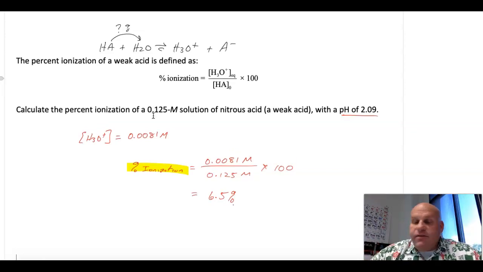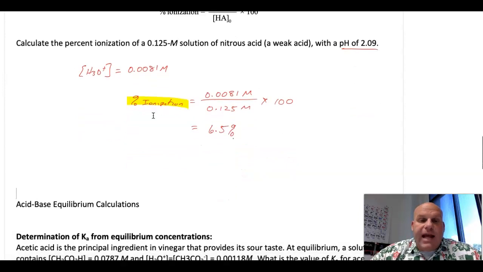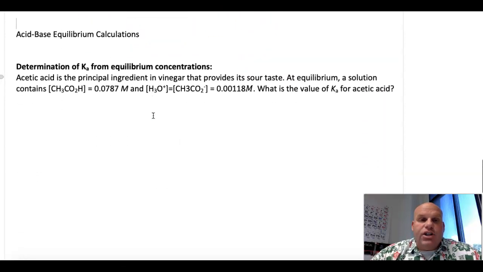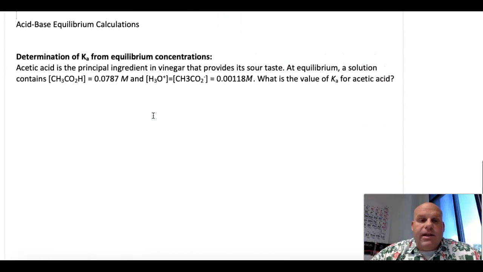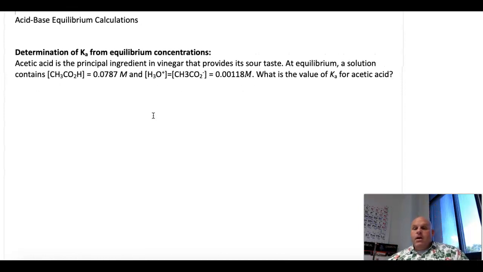All right, we're going to finish off this section by looking at some different acid-base equilibrium calculations. Here's our first type. We're going to determine the Ka from equilibrium concentrations. They will give us all of our equilibrium concentrations right in the problem. The question here is, what is the value of Ka for acetic acid?